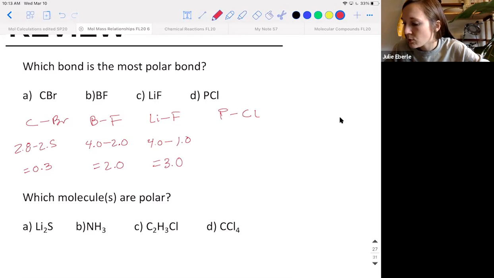And then what about phosphorus and chlorine? Phosphorus is 2.1. Chlorine is probably going to be like a 3.5 or something. So Kylie says there's a difference. Okay, 3.0. So we got 3.0 minus 2.1, and Kylie says there's a difference of 0.9.